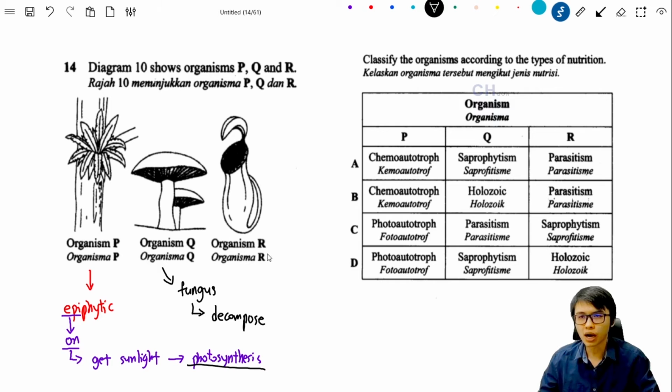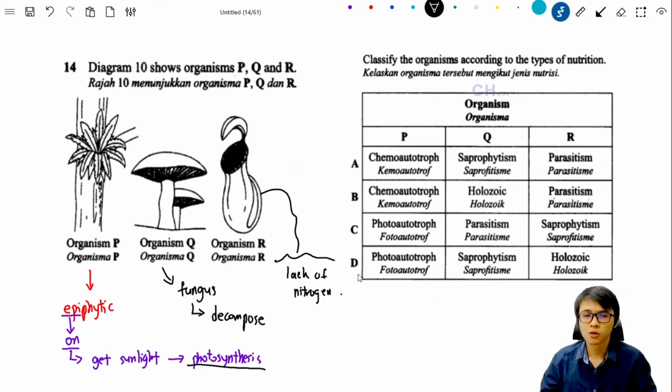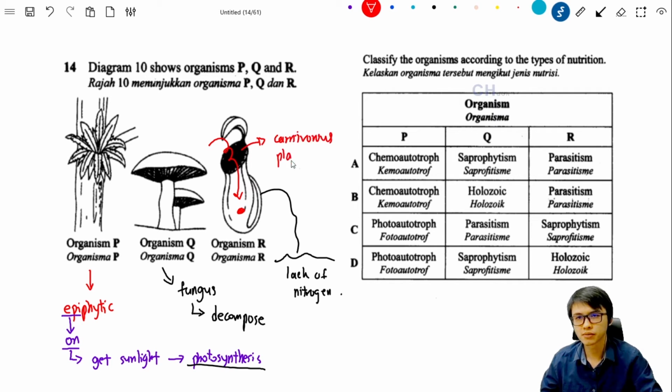Another organism normally lives in soil that lacks nitrogen. So to get enough nitrogen to survive and grow, this organism will digest insects to get the nitrogen from them. So they are the carnivorous plants.